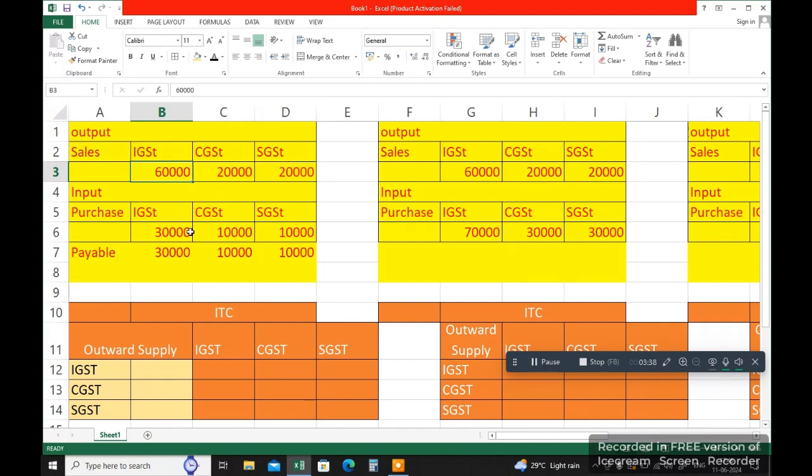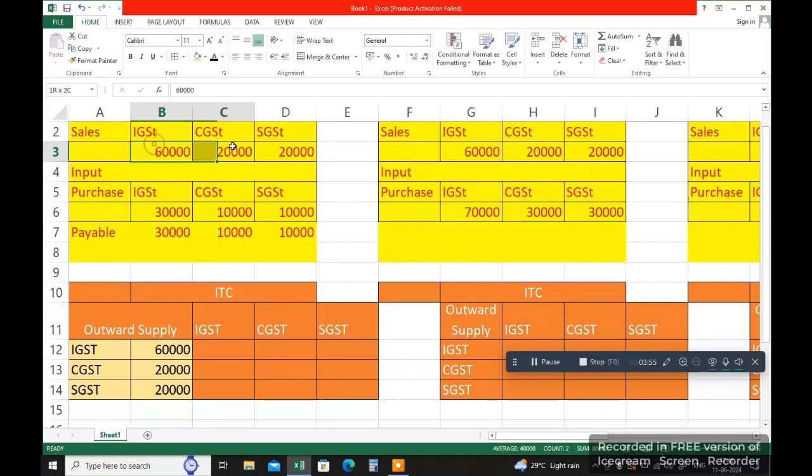That is, 60,000 is my IGST. I'll put it here. This you have to do while filing the GSTR 3B return. So 60,000 I'll enter here, then 20,000 is CGST and 20,000 is SGST. This is the entire thing I will enter here. This is outward supply, that is the sale part. This entire part, 1, 2, 3, 4, is ITC, that is input tax credit.